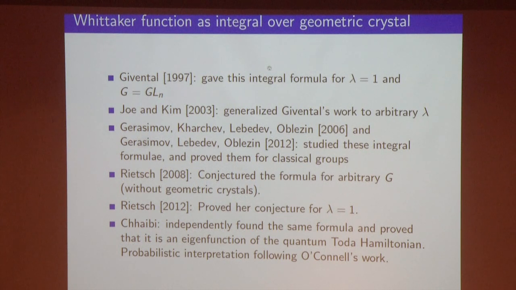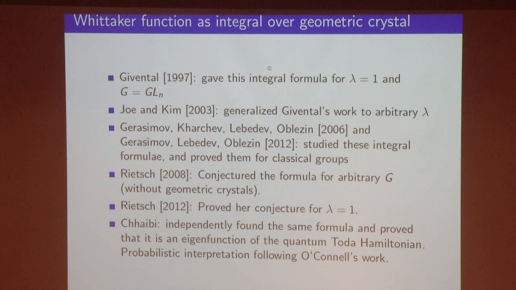Riesz was the first to write down a formula for arbitrary Lie type, though I think she was partly handicapped by the fact that she wasn't aware of the theory of geometric crystals, so we wrote it down in terms of the geometry of flagged varieties and so on, and she proved it for the lambda equals 1 case.